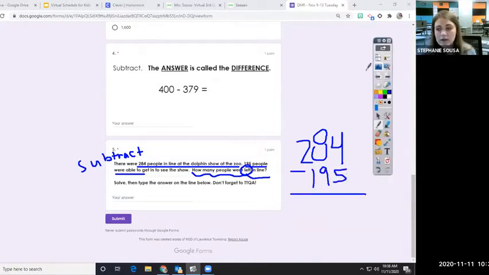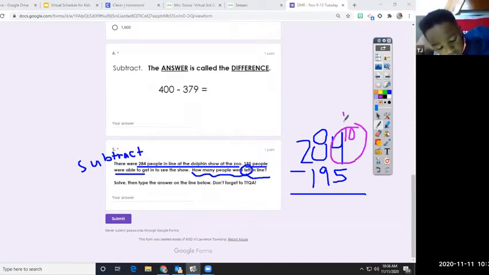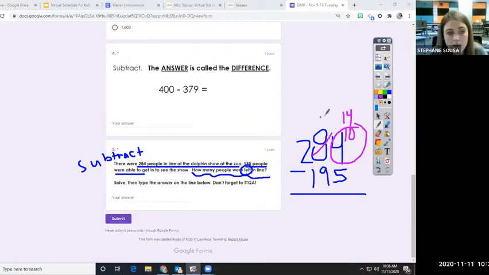Again, I only have 4. You cannot take away 5. 1, 2, 3, 4. Where's the 5th one? Oh no, you've got to regroup. So this is going to become a 14 because we're going to add 10 from the tens place. So instead of 8 tens, we have 7 tens and we have 14 ones. That still equals 84. 14 take away 5 is 9.